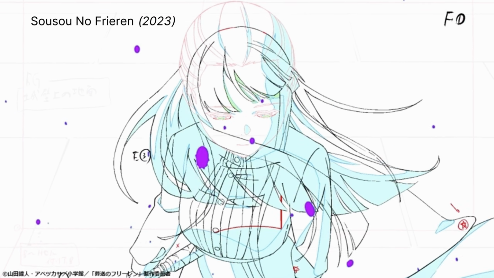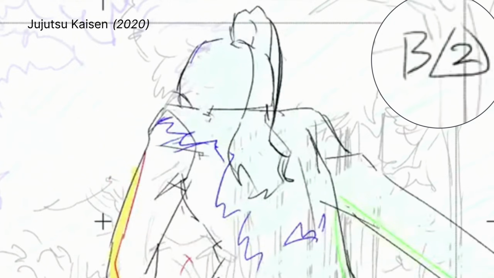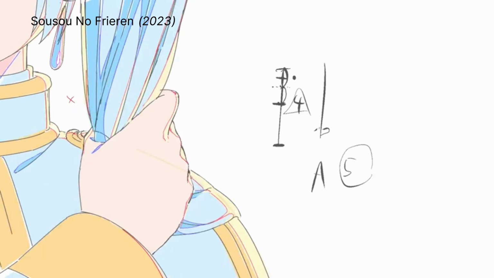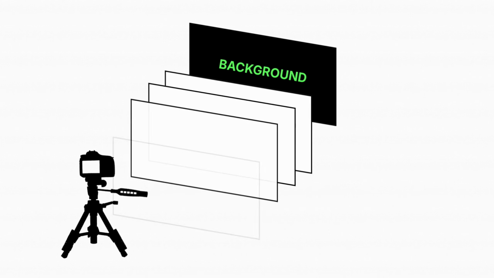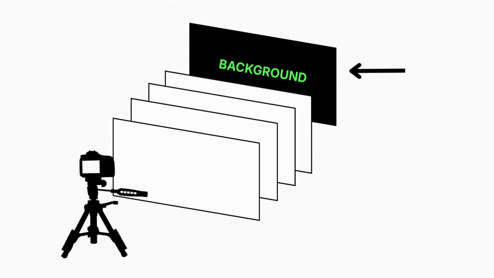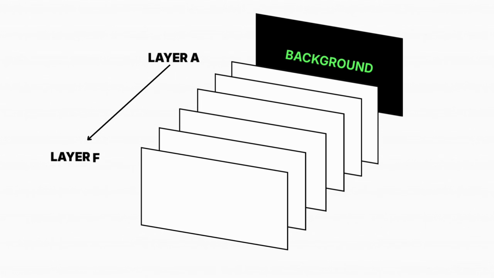All these drawings then have to be stacked and labeled into the right layers to work together. Have you ever noticed labels like A1, A2, B1 with circles and triangles on the animation notes and wondered what they mean? In anime production, every shot is built from multiple layers. Imagine it like a stack of transparent sheets placed under a camera. The background is always at the very bottom. The layer closest to the background is called layer A, and the layers above it are labeled B, C, D, and so on. The more layers a scene has, the further the alphabet goes.